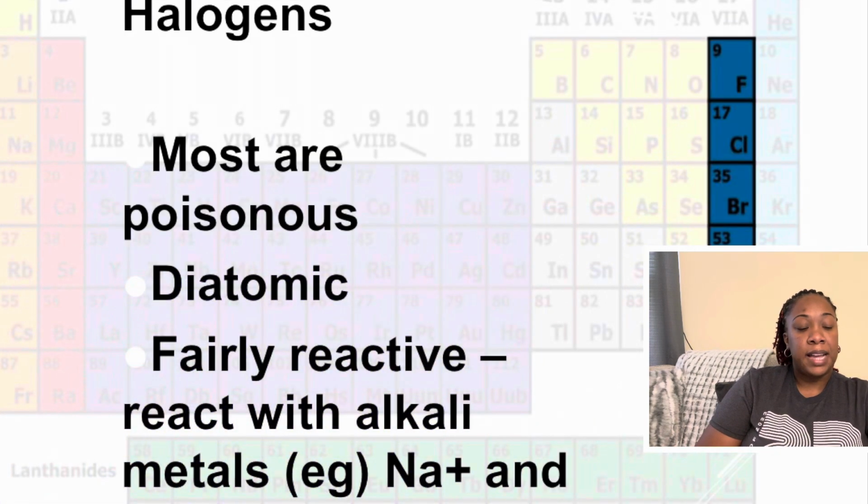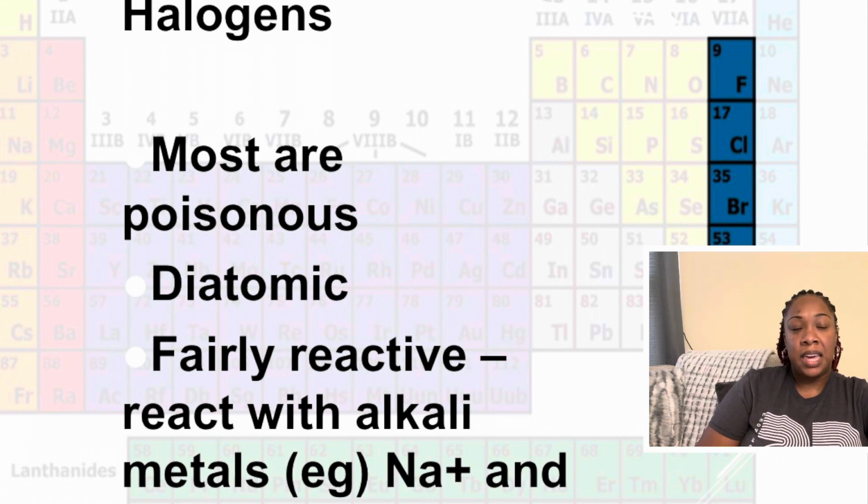And moving right along, we go to group 7, which is the next significant group of the periodic table. All group 7 elements are referred to as halogens. Most of them are poisonous. They're diatomic. They're fairly reactive, and they react readily with alkali metals. They range from fluorine to astatine. So fluorine, chlorine, bromine, iodine, astatine.